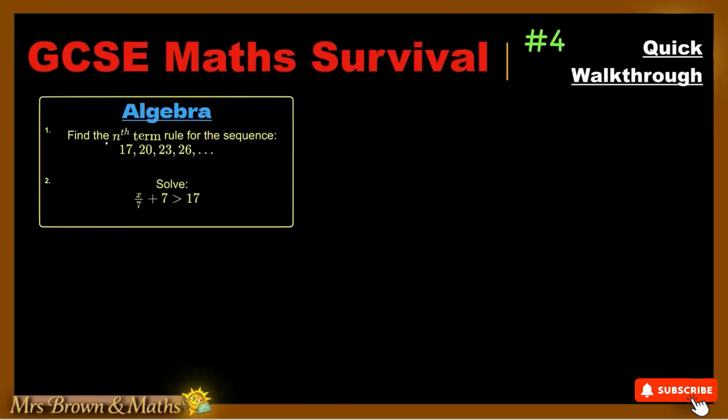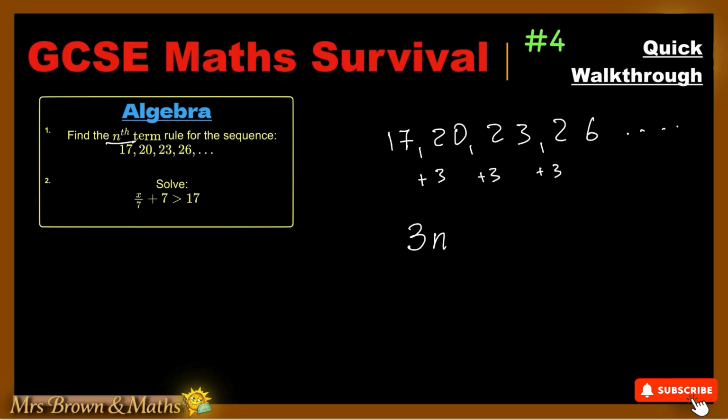Algebra. Question 1. Find the nth term of 17, 20, 23, 26. This sequence is linear, increases every time by 3, so we start with 3n. Now, let's check the first term. Put 3 above the first number of the sequence, 17, and work out what should be done with 3 to get 17. Add 14. So the final answer is 3n plus 14, 2 exam marks.